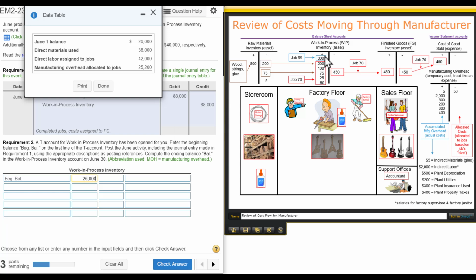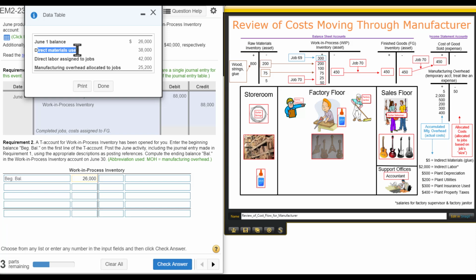So that kind of represents over here this $300 from our slides. Remember, we had this $300 that was already in job 69. That was a job that was already in process. Then we started this job 70, so we added some wood. 200 and the 100 was wood. And then we added some manufacturing overhead was the 50 bucks and the $75, and I believe the $25 were direct labor. So that's what we are recreating over here.